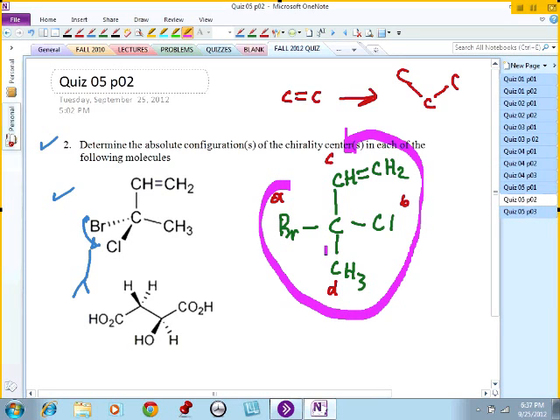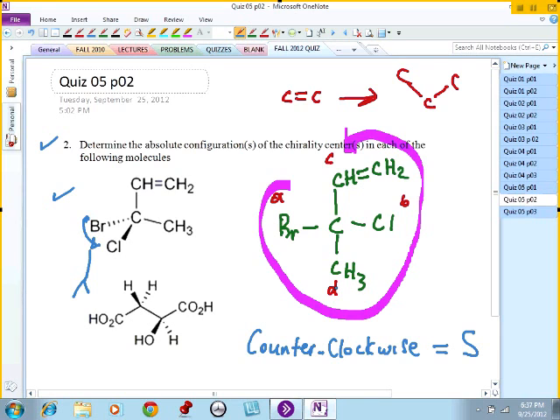And what is that? That is counterclockwise. So since it is counterclockwise, therefore it is what? It is X. Okay, in this case, it's going to remain X because the group of lowest priority, which is D, is going away from you. So we don't need to make any change.